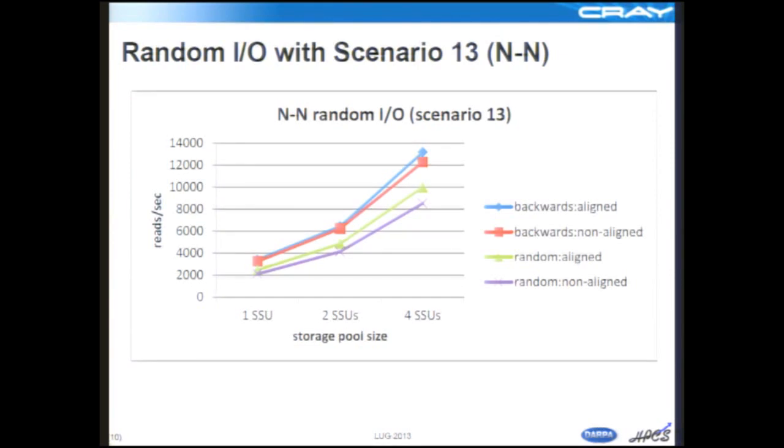And then just like last year, we found that the random I/O went slower than the backward reads, and that unaligned I/Os were slower than the aligned I/Os.